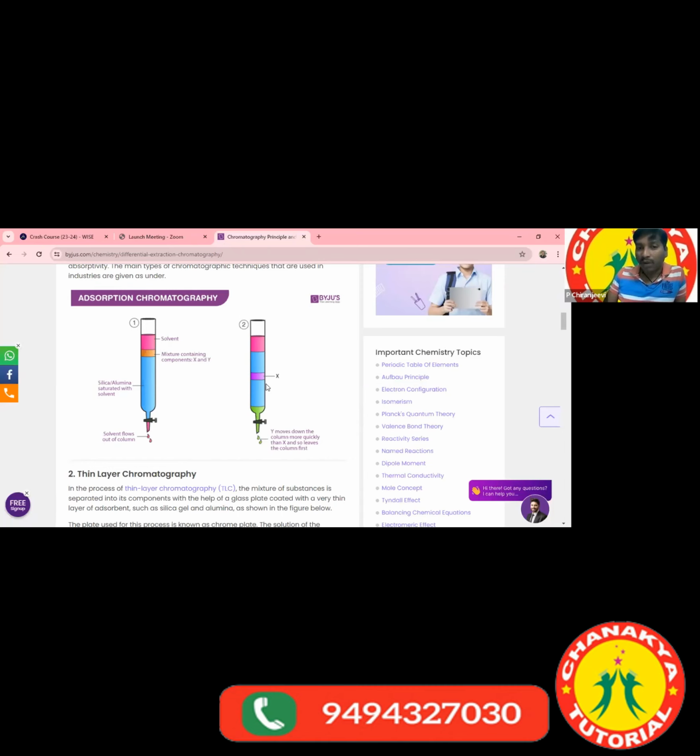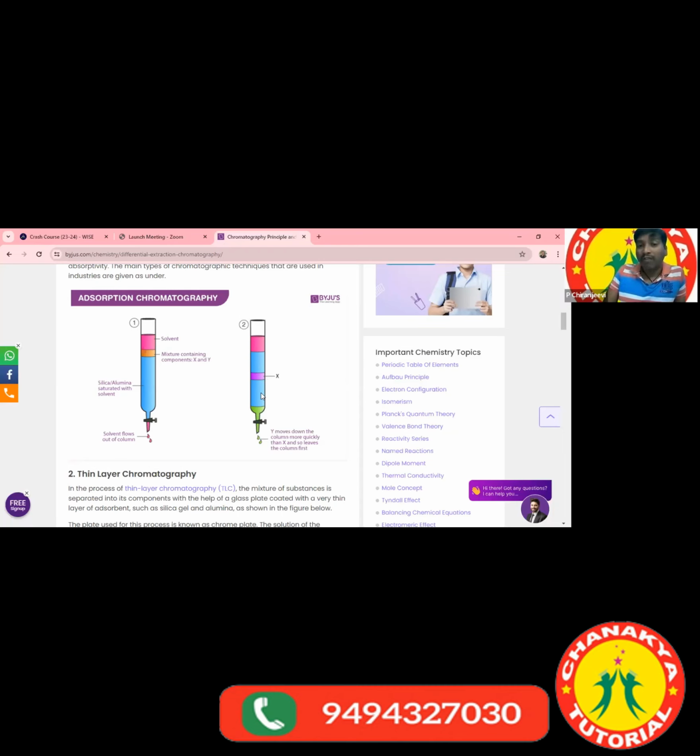Now in the second diagram, you can observe that after passing the solvent through the column, we can see colors in the column. One is white, one is green, another is purple, and another is violet. Now, sir, how can we separate these colors? We have two methods.